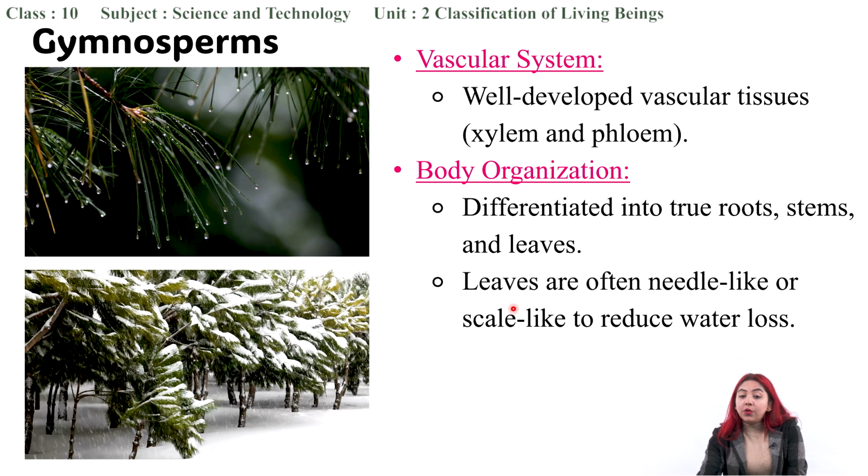But in the case of gymnosperms, the leaves are often needle-like or scale-like to reduce water loss. Since these plants are found in places with harsh environments, to conserve water loss from the surface of their leaf, the leaves reduce in size to form a needle-like structure. So the surface area of the leaf decreases and the water loss through transpiration from the surface of the leaf also decreases. So as to conserve water and reduce water loss, their leaves are needle-like, as you can see here in the figure.